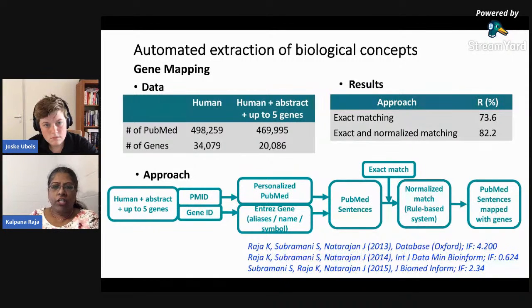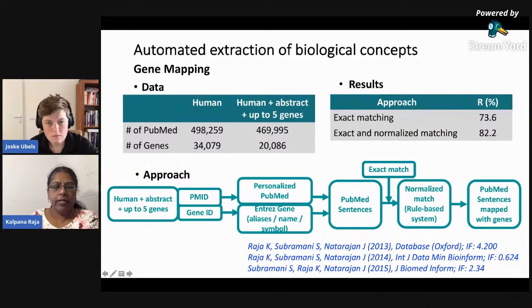So the next one is gene mapping. Some of the steps are just repetition. I'm not sure whether you can see my cursor. Up to this point, the PubMed sentences from personalized PubMed, we already discussed. Instead of eUtilities, we already have the PubMed articles, so we just follow the same steps and we get the PubMed sentences.